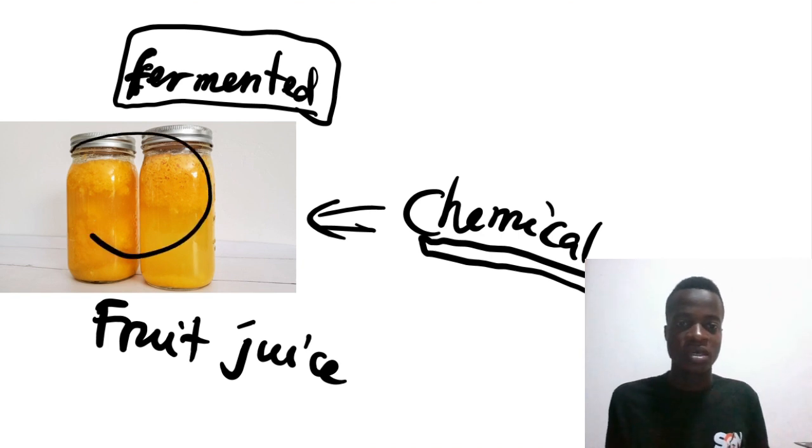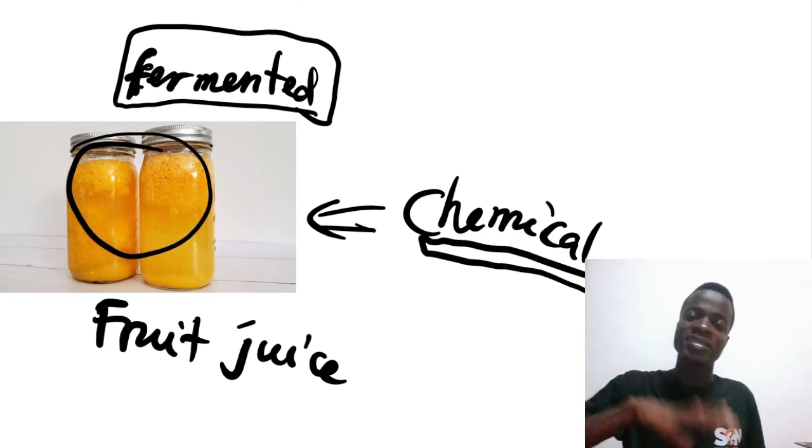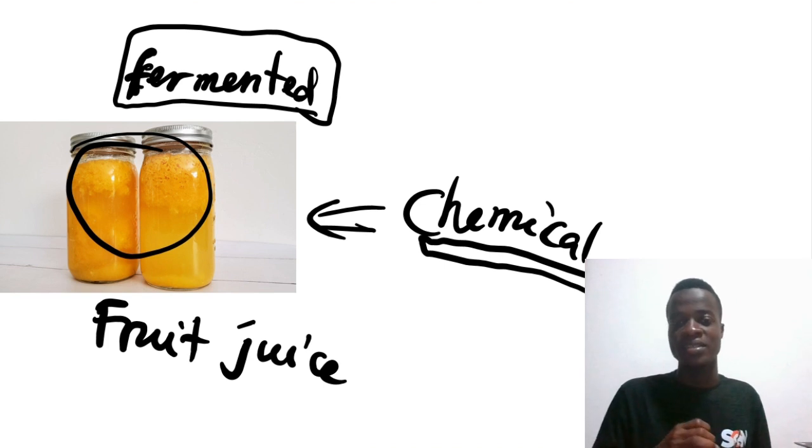So the fruit juice is now sour, even though it's still in the liquid state, right? It's still in the liquid state. This one, you can see some solid, so it kind of gives you an idea on the look, but then it's not necessarily all the time.